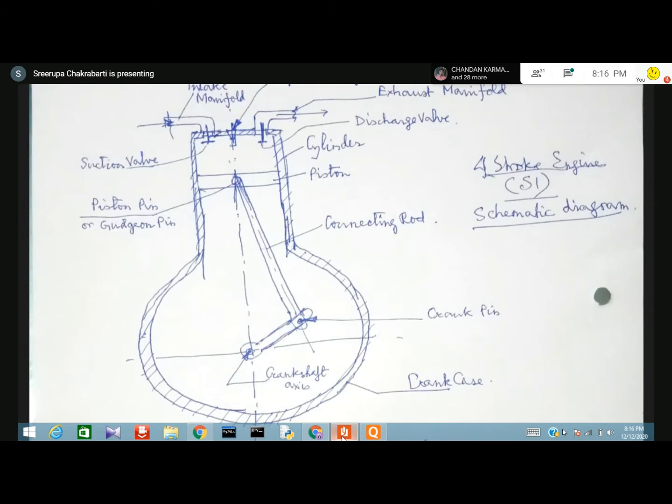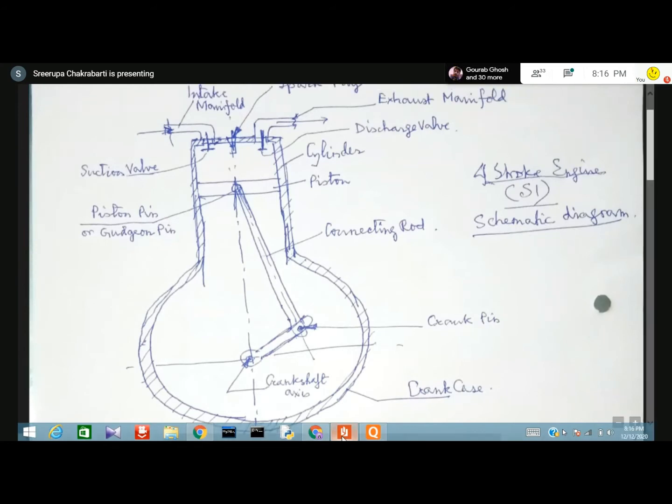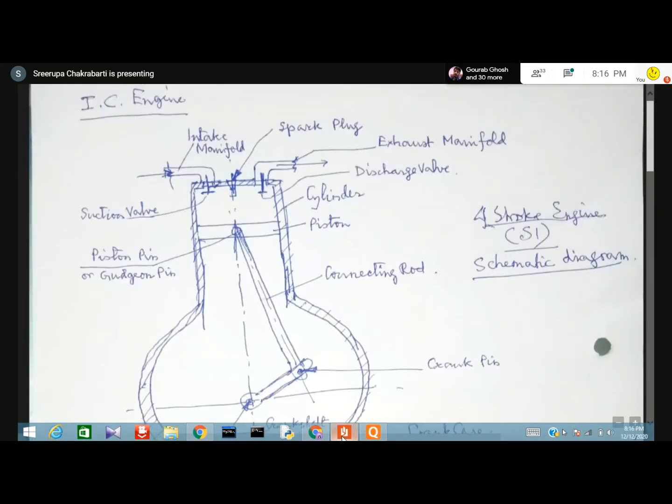So two valves are there. You can see one is the suction valve, another is the discharge valve. And two pipelines are connected to the valves. One is the intake manifold, another is the exhaust manifold. So these intake and exhaust manifolds are two pipelines. And through the intake manifold, air and fuel is coming into the cylinder.